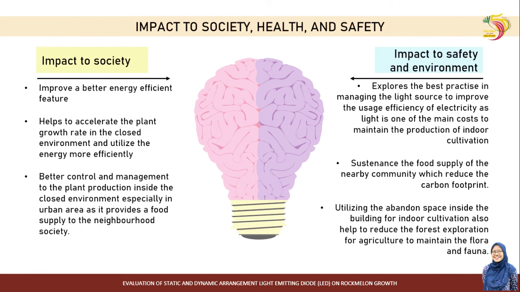For impact to safety and environment, this study explored the best practices in managing the light sources to improve the user's efficiency. Electricity for the light is one of the main costs to maintain the production of indoor cultivation. Next is sustainability: this study also helps to sustain the food supply of the neighborhood community, which also reduces the carbon footprint.